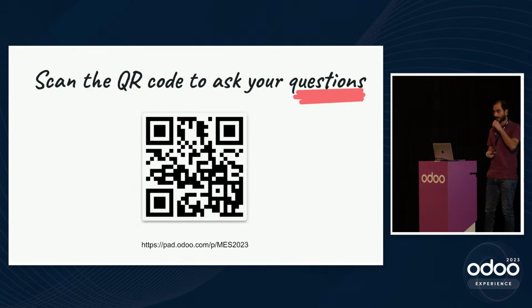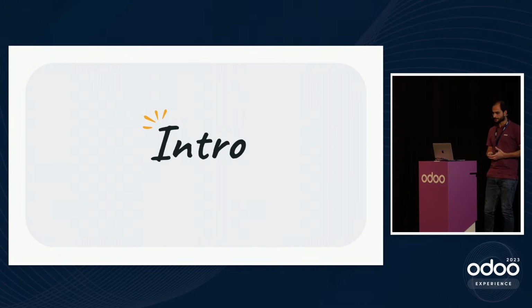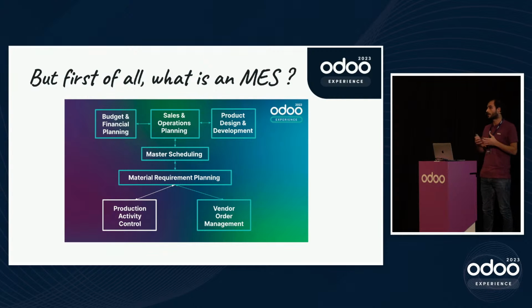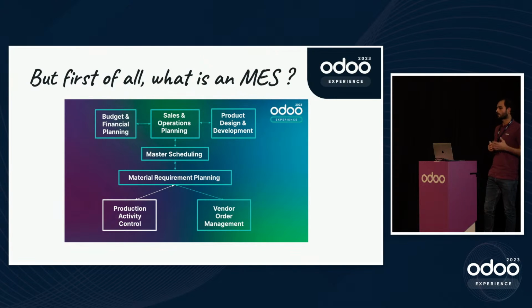Let's start with a small introduction. First of all, what is an MES? This is a screenshot of a presentation that I did last year about the redesign of the MES in Odoo 16, where I basically explain that an MES, which stands for manufacturing execution system, is the link between your manufacturing shop floor and your top level demand planning.